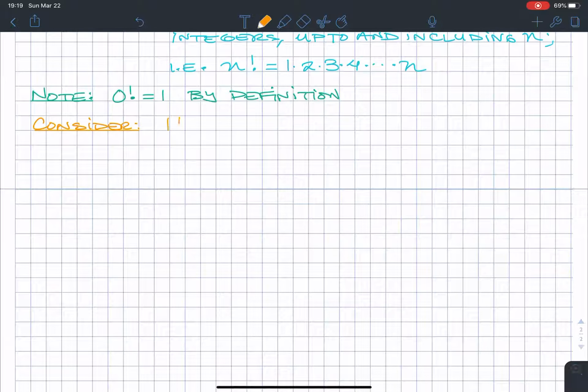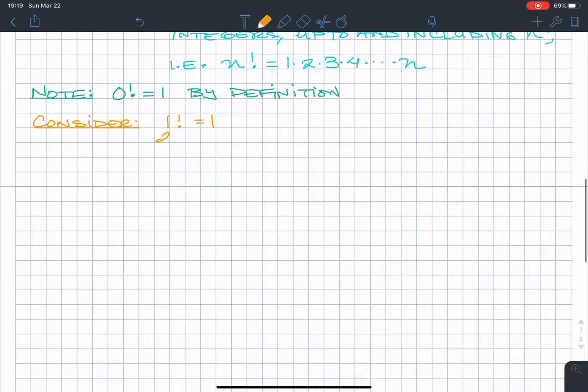One factorial is going to be 1 times, that's it, right? 2 factorial will be 1 times 2, which is 2. 3 factorial will be 1 times 2 times 3, which is 2 times 3 is 6. 4 factorial will be 1 times 2 times 3 times 4. So 2 times 3 is 6, times 4 is 24.